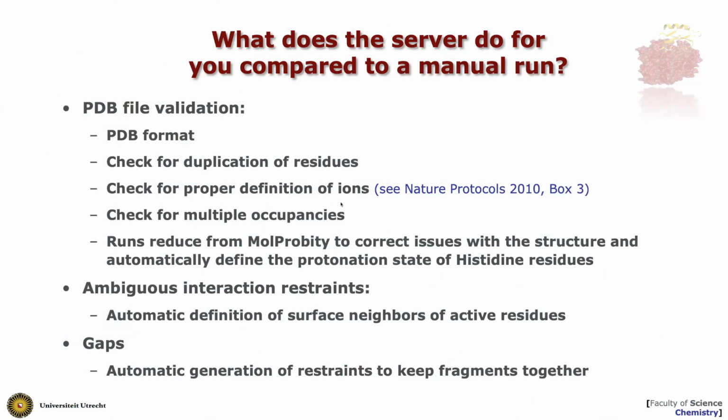We check that the ions are properly defined, so if there's a problem in naming. We will check for multiple occupancies. So these are checks that are done, and there will be an error reported to the user if we find some of those, but we're not going to fix the error for you.